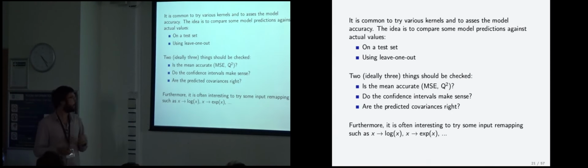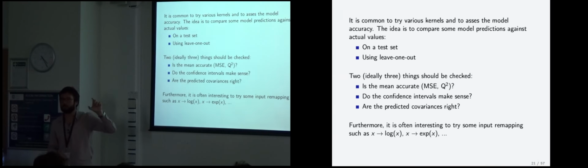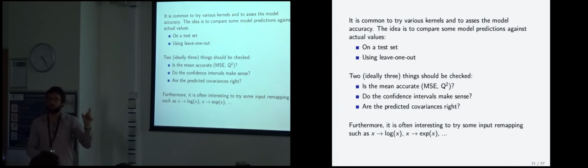So that's a way to validate your confidence intervals. Another way is to look directly at the mean negative log probability. That's kind of the log likelihood on your test set. But basically, you want to check if the mean is all right. You want to check if the confidence intervals are all right. And ideally, you also want to test if your predicted covariances are right.